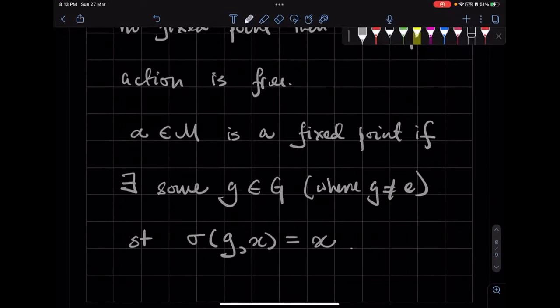So essentially what it means is that if you have some element in a group such that when it is acting on this point on your manifold, it is not taking you somewhere else, then we say that that point on the manifold is a fixed point of that action.